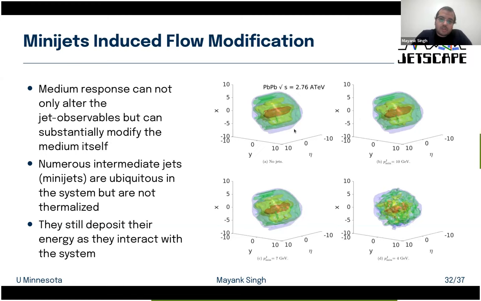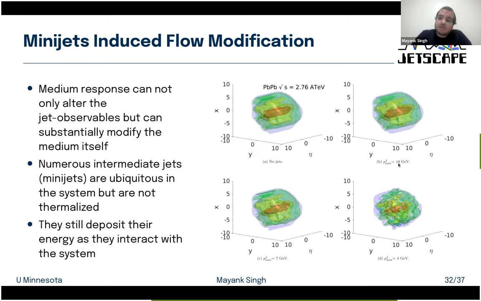So this is what the fireball looks like in tau eta coordinates without any mini jets, for a particular system. But if you introduce mini jets, it starts altering the evolution. So the quantity here, what I'm calling PJ min, is the cutoff in the simulations of the minimum transverse momentum of a jet to qualify to be included in the simulation.